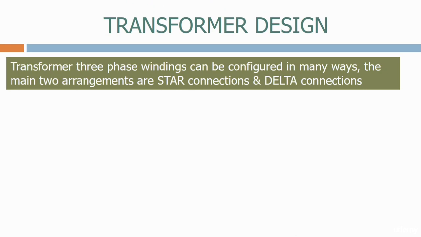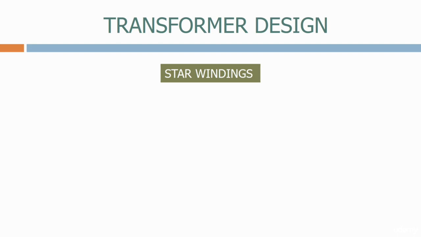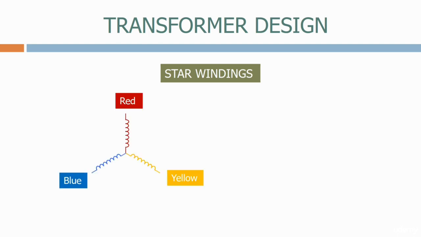Transformer 3-phase windings can be configured in many ways. The main 2 arrangements are star connections and delta connections. Let's look at star connections first. The red, yellow and blue windings are positioned 120 degrees apart and connected at a common point called a star point. In most transmission and distribution systems, we normally ground the star point to provide a 0 reference point for the transformer and a path back to the transformer for any fault current.